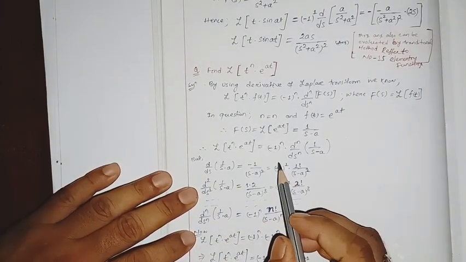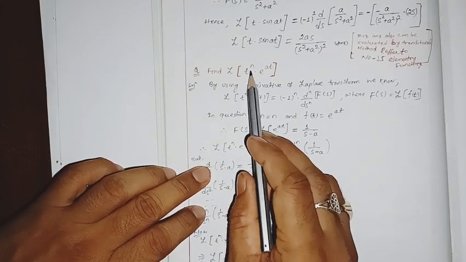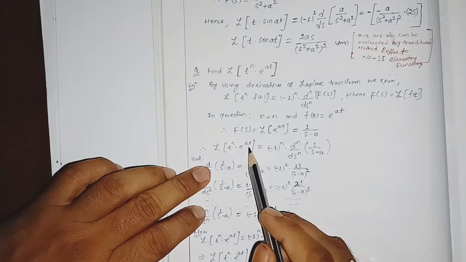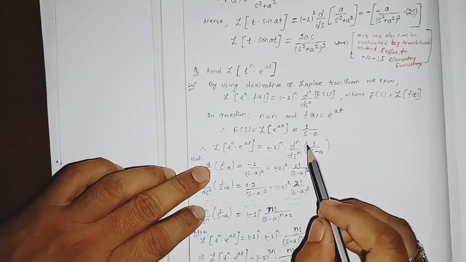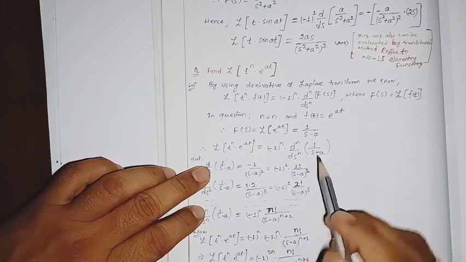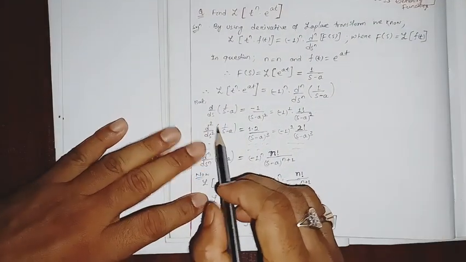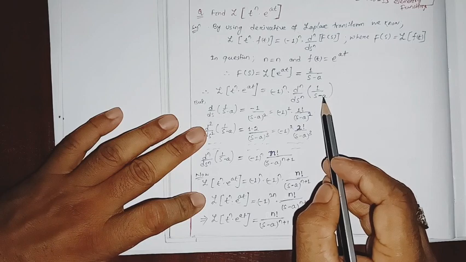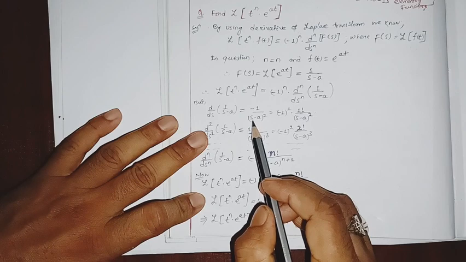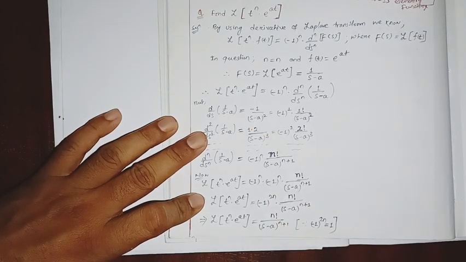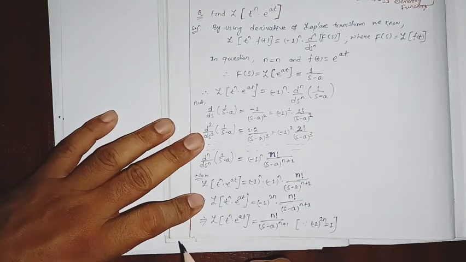Now we are going to find the Laplace transform of t to the power n e to the power at, which will be equal to minus 1 to the power n times the nth derivative of F of s, that is 1 by s minus a, right? First we find the first derivative of 1 by s minus a, which is nothing but minus 1 by s minus a squared, or it can be written as minus 1 to the power n into 1 factorial by s minus a squared.